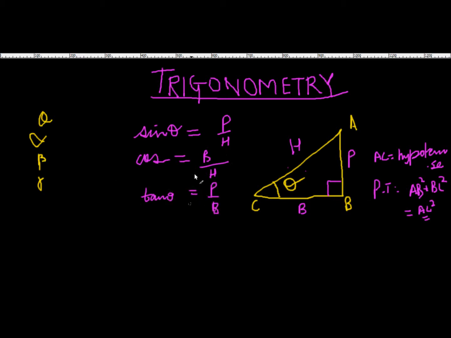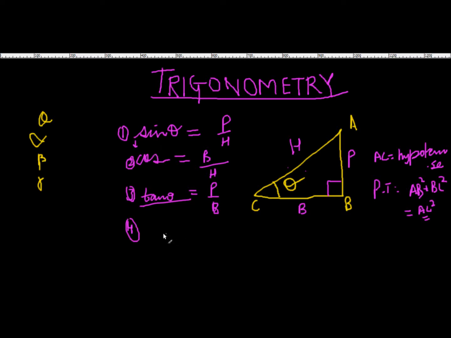So guys, from this you can understand that tan theta is nothing but sin theta divided by cos theta, because P by H divided by B by H is nothing but P by B, as the H's get cancelled. These are just the basics. Now if you want to look at this, then you have 1, 2, 3, and now you have their reciprocals.